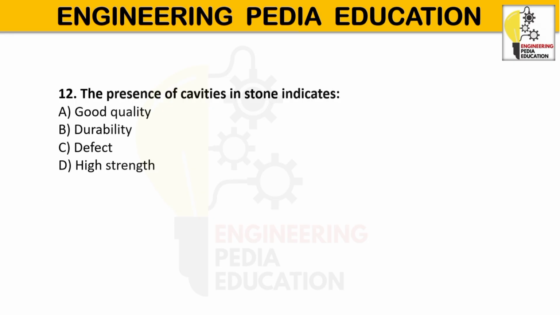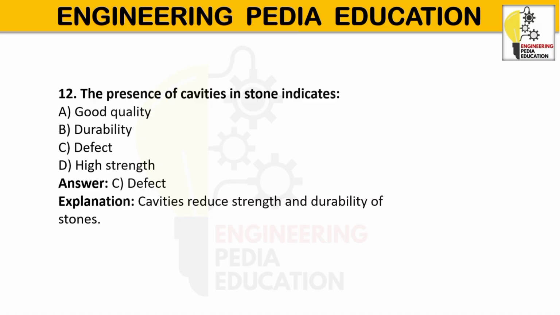The presence of cavities in a stone indicates: good quality, durability, defect, or high strength? So the correct answer is defect. Cavities reduce the strength and durability of stone.